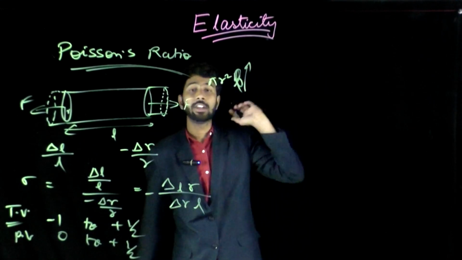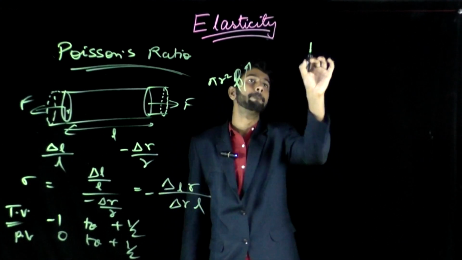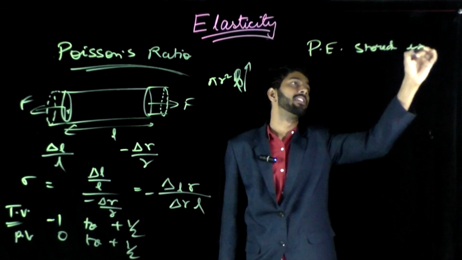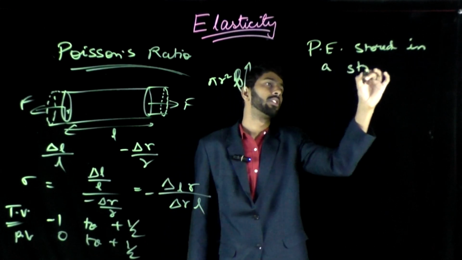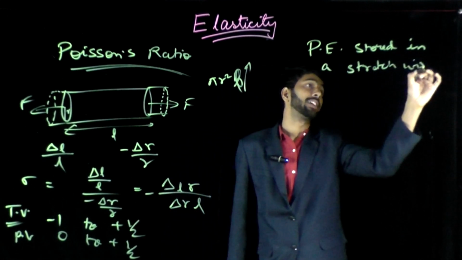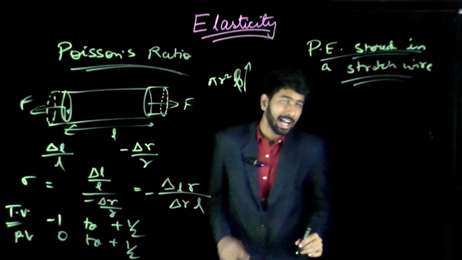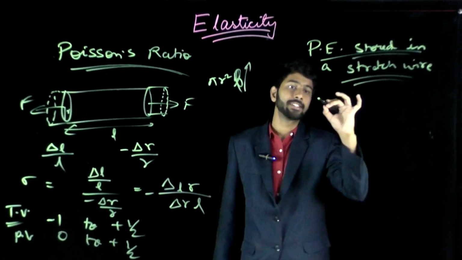So with this done, we'll only look into the last part of the chapter, which is potential energy stored in a stretched wire. In fact, I won't even derive this. I'll just tell you what the formula is. I'll tell you what the terms in the formula are. So it's very, very simple.